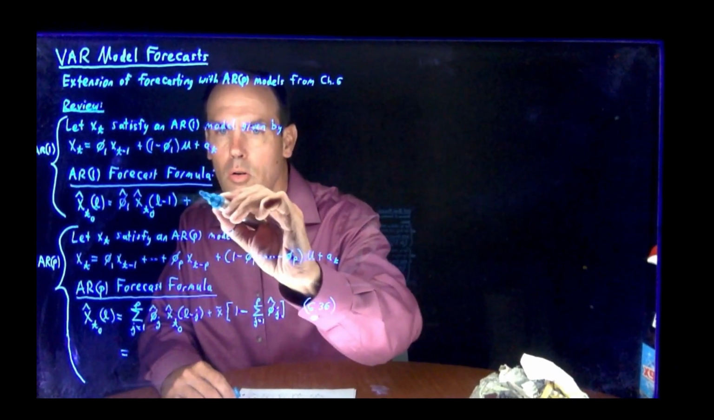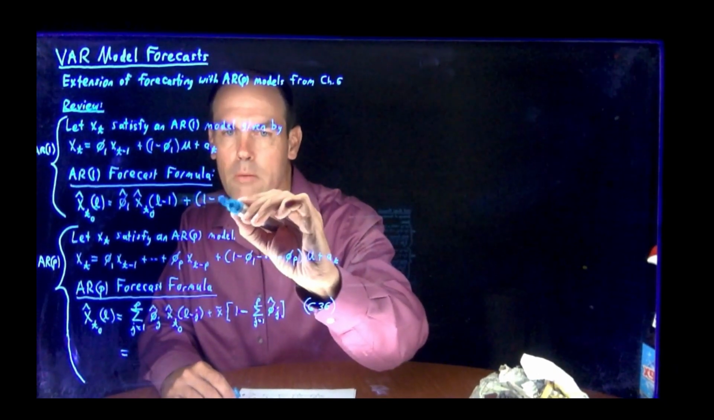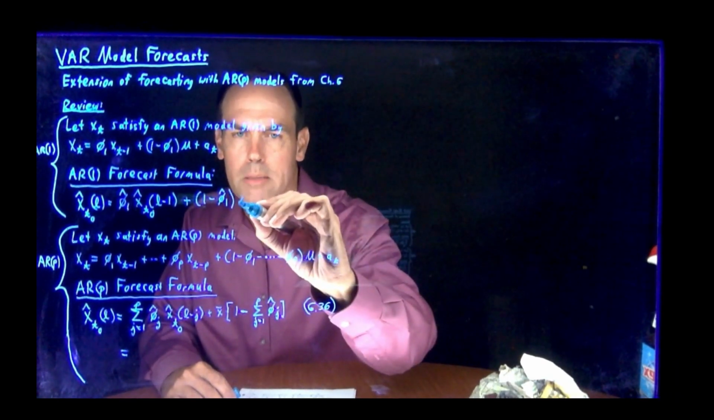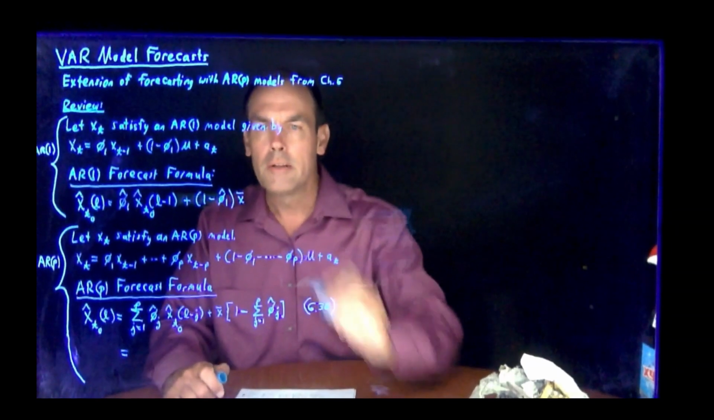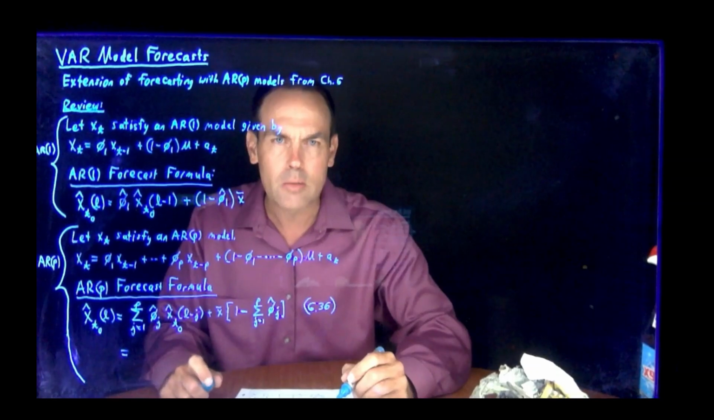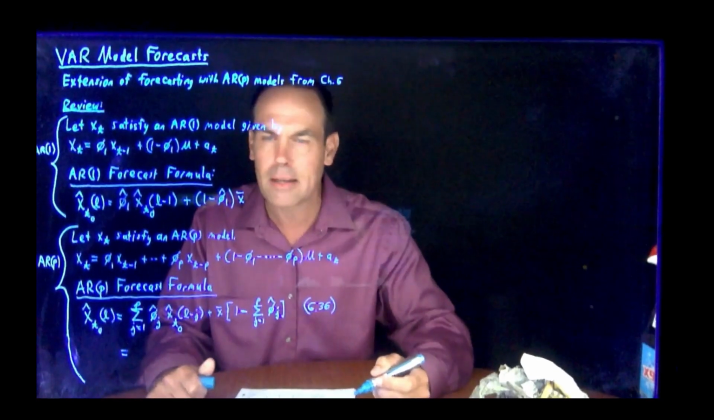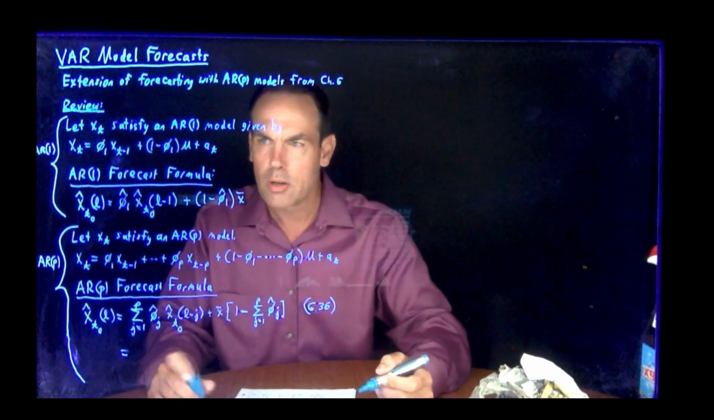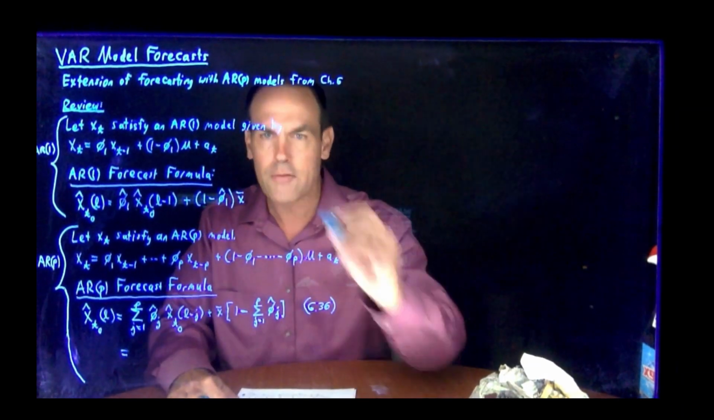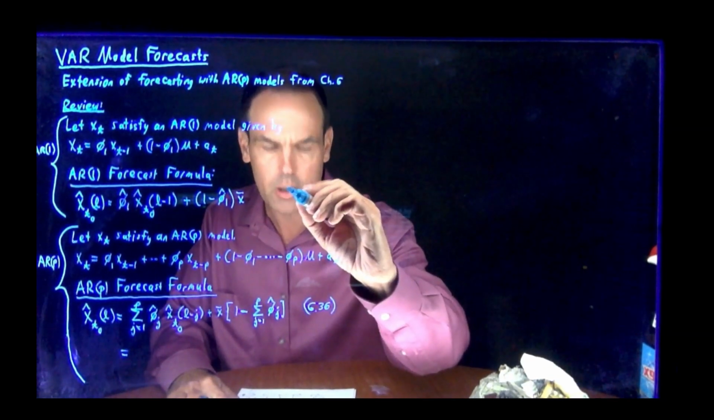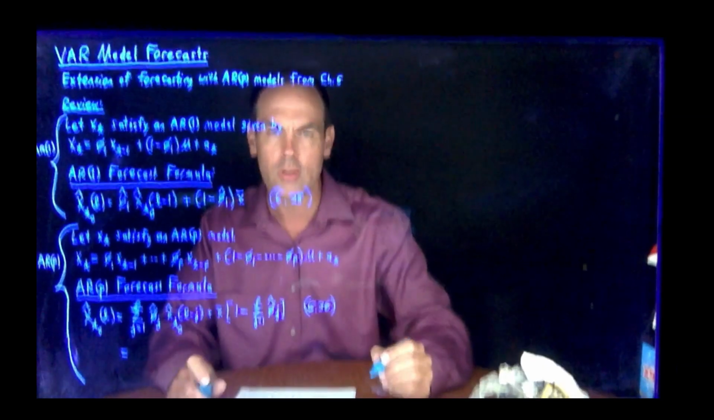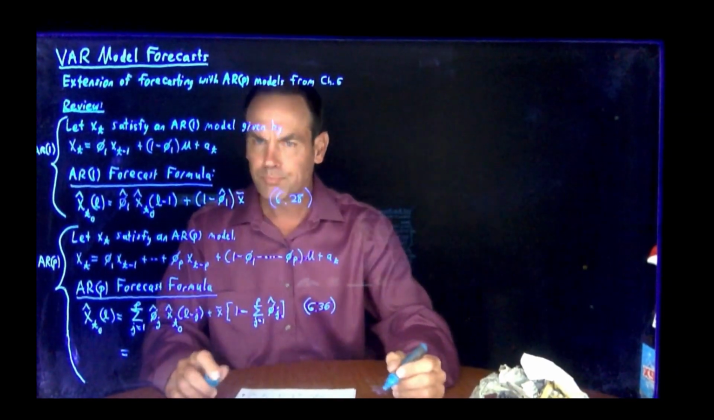Plus 1 minus, again, the phi1 gets replaced by phi1 hat. And mu gets replaced by x bar. And the a_t goes away because the mean of a_t is 0. So that's our next best guess at what that value will be. So it goes away, and that is our AR(1) forecast formula. If you're looking at the book, back in Chapter 6, formula 6.28 is the formula number.